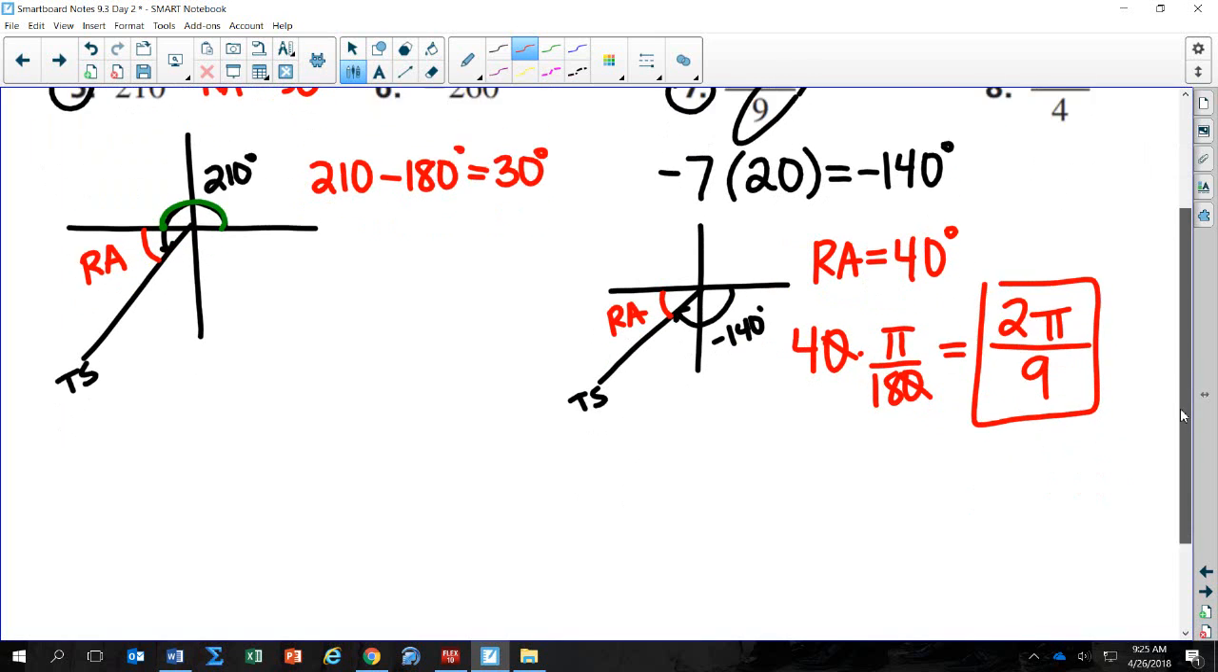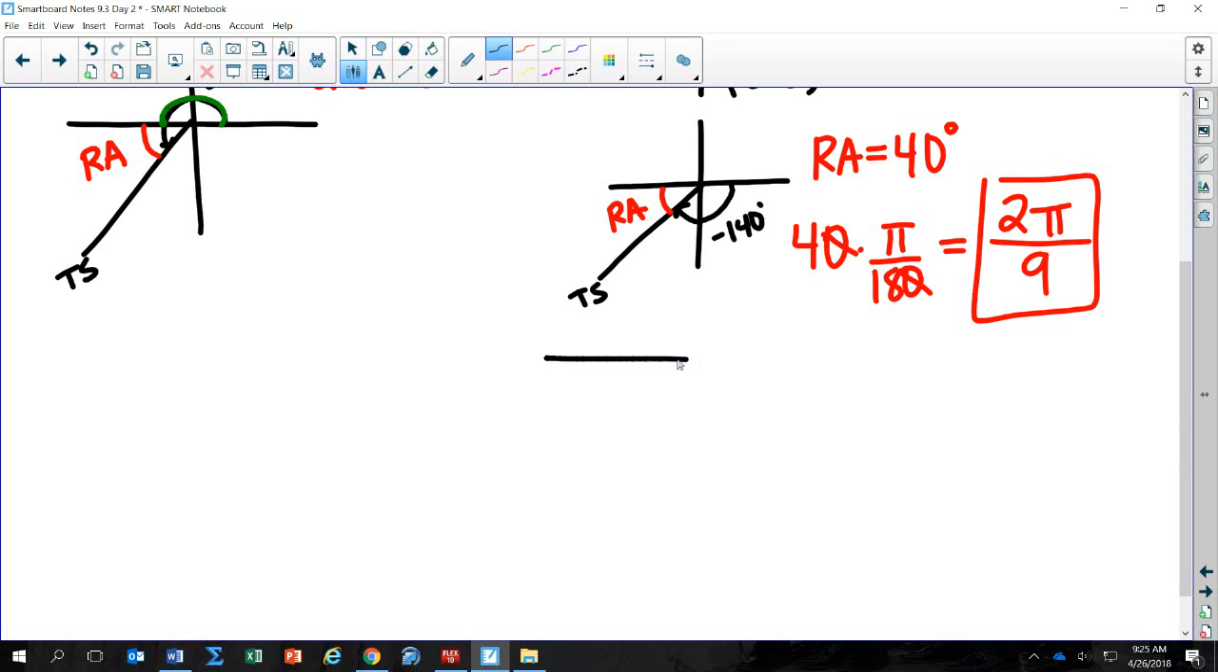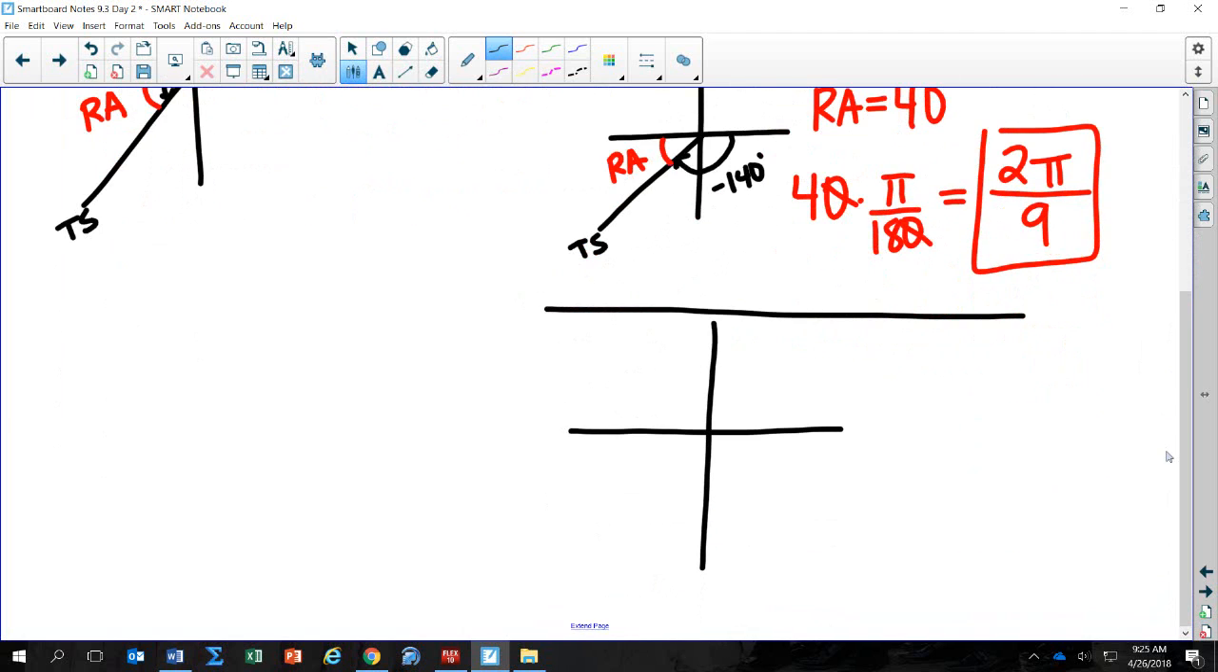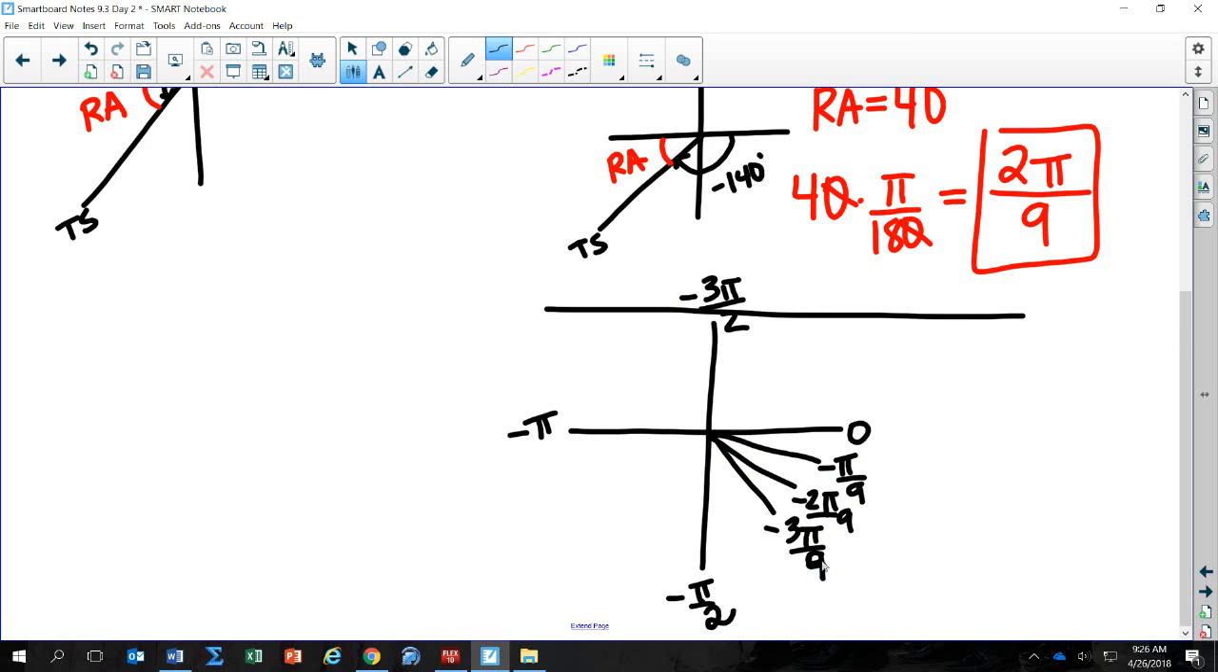If you're someone going into pre-calc, it might also be good to think about dividing it up into pi/9 chunks. We're going in the negative direction, right? Negative 7 pi/9. So this would be 0, negative pi/2, negative pi, and negative 3 pi/2. Dividing it up into pi/9 chunks, we have negative pi/9, that's 1 pi/9 chunk, negative 2 pi/9, that's 2 of those pi/9 chunks, negative 3 pi/9.